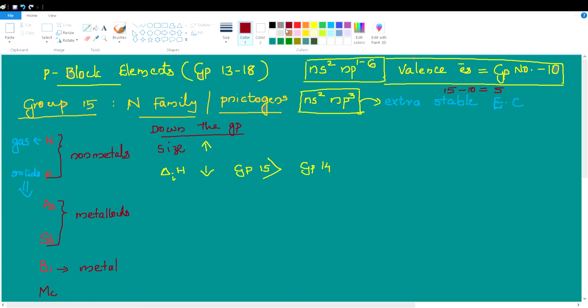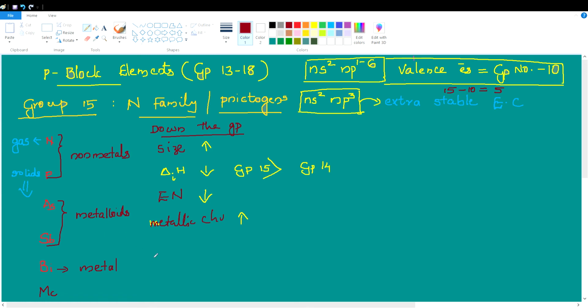Then electronegativity. Electronegativity decreases down the group. Nitrogen is the most electronegative. Then the next property, the metallic character. This is very clear here. The first two elements are non-metals, the next two are metalloids, and the last member is a metal. That means metallic character increases down the group, or non-metallic character decreases down the group.